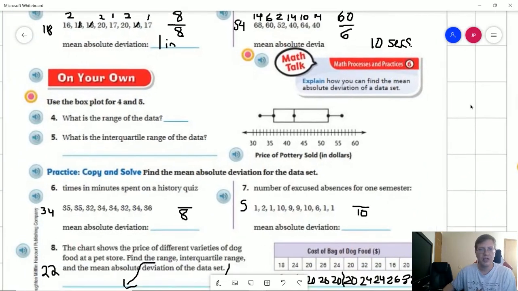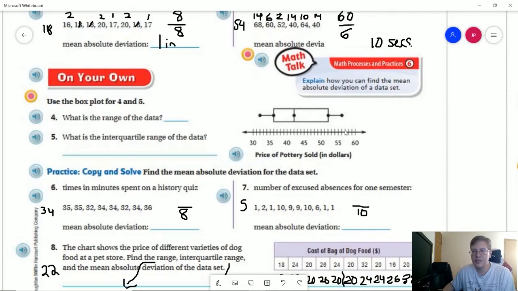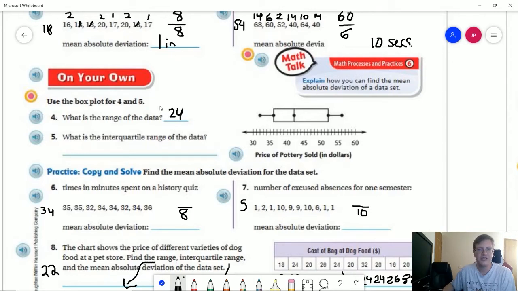For number 4, the range for our data, we are going to be going from 56 back to 32. And so that would give us 56 minus 32, which is $24. The interquartile range is going to go from 52 all the way back to 36, which would be $16.